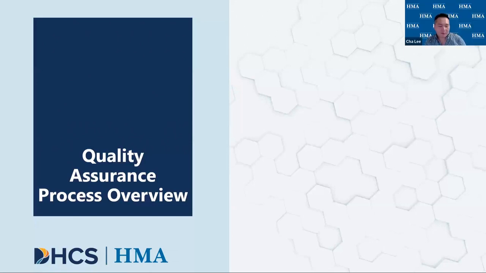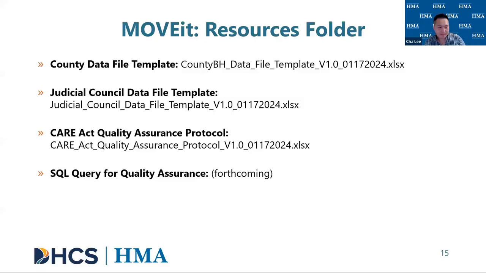Quality assurance process overview. Next, please. Again, as a quick recap, the county data file template, the judicial council data file template, the CARE quality assurance protocol, and the SQL query for quality assurance. All of those materials can be found in the resources folder within the MOVEit file transfer application for all authorized users. At the moment, the SQL query is not available yet, but when it is available, authorized users can get the query file from the resources folder. Next, please.